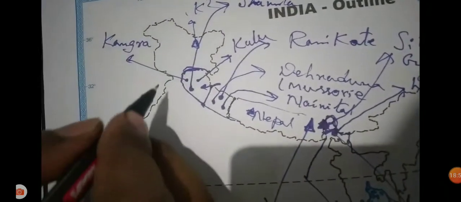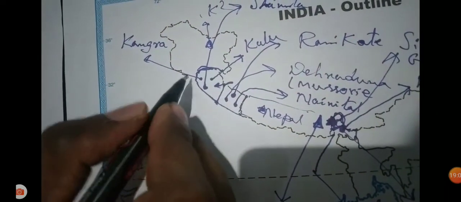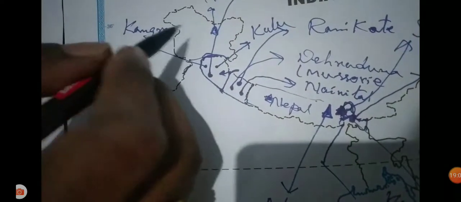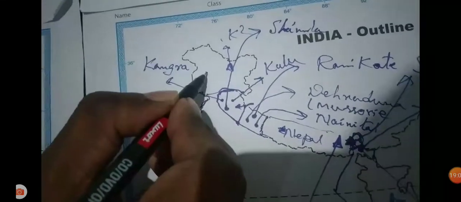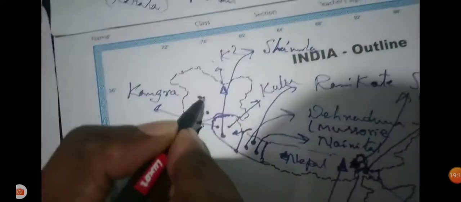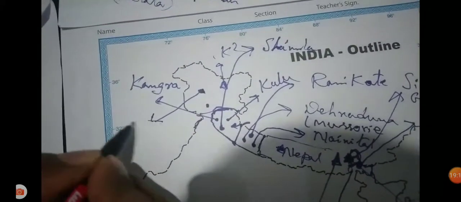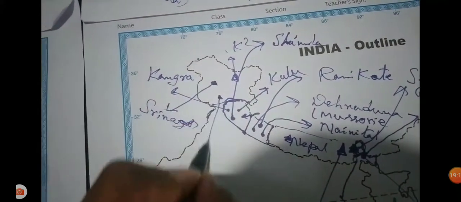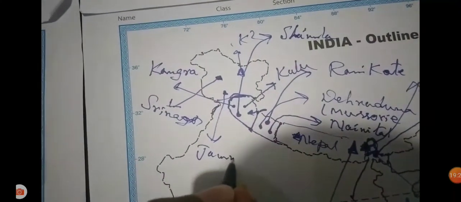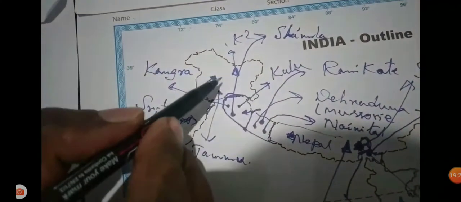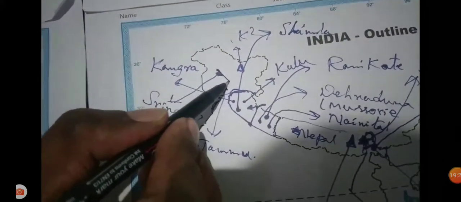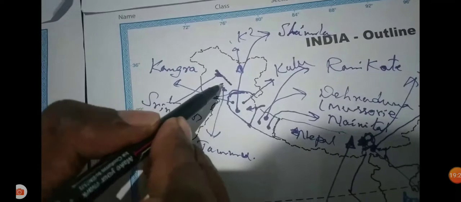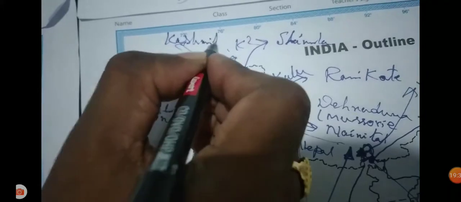Next we will go to this side. In this entire region we have Srinagar and Jammu and Kashmir. Near Srinagar, Nanga Parbat is also located in the same place. Near Srinagar is the Kashmir Valley.